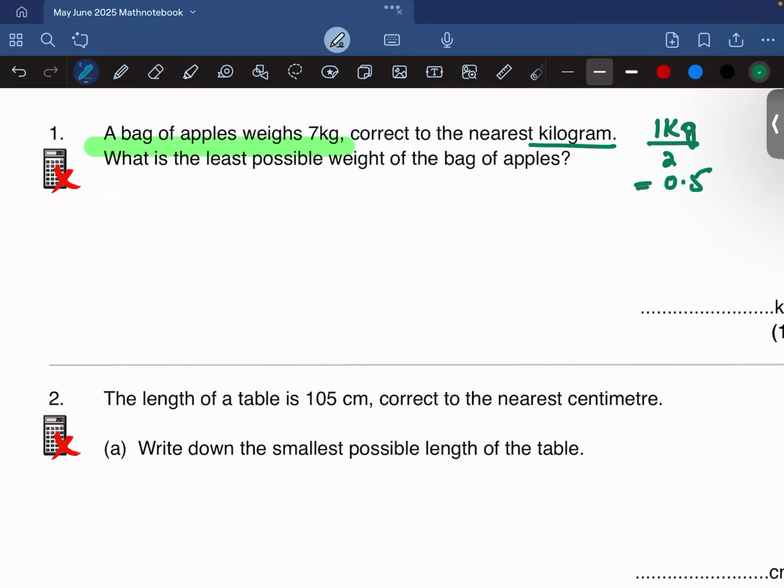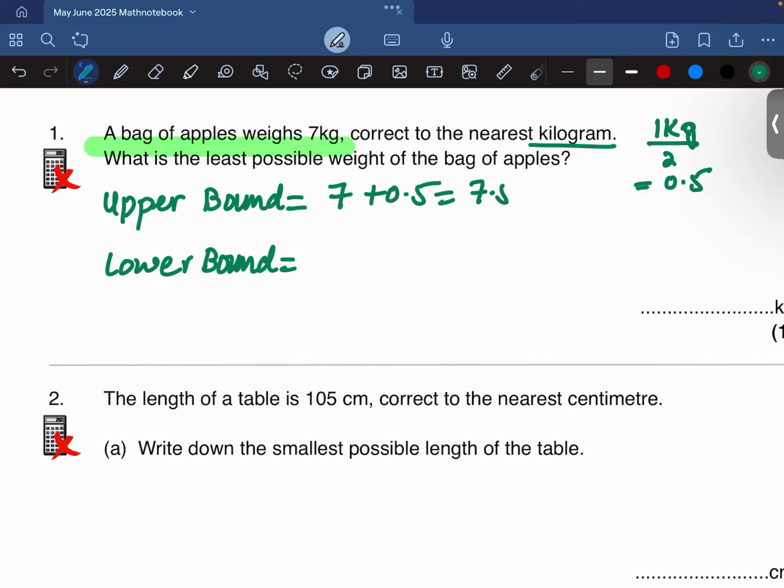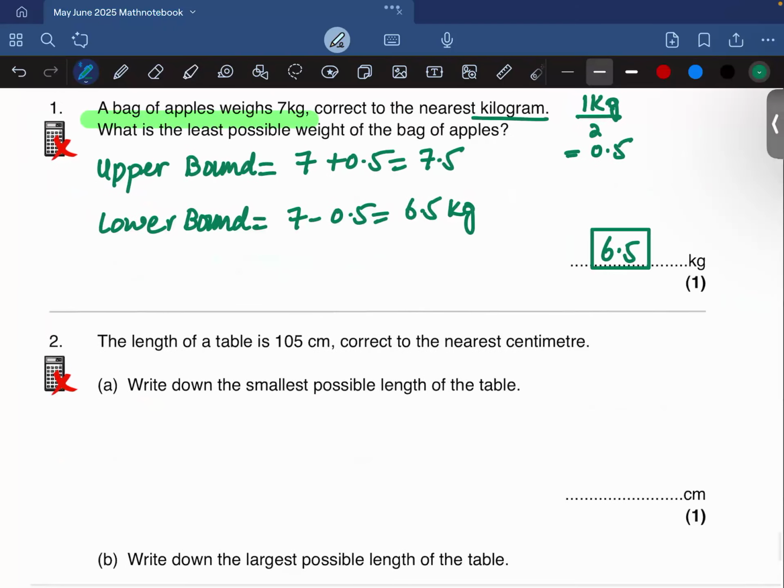What is the least possible weight? Least possible means lower bound. So upper bound means add error, and lower bound, subtract error. So 7 plus 0.5 is 7.5 is the upper bound, but 7 minus 0.5, 6.5 kg is the lower bound. The examiner is asking what is the least possible weight. So 6.5 kg is the final answer. Understood everybody or not? Yes, sir. Good job. Second question, please.